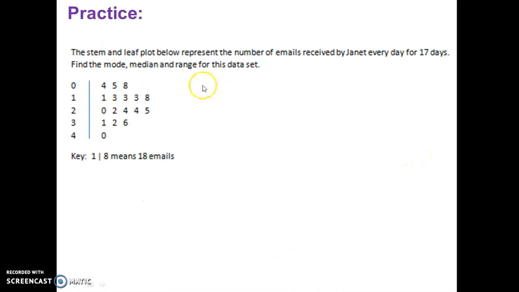All right, so try this one. We have a stem and leaf plot, which represents some data. Your job is to find the mode, median, and range. Sorry, mode, median. Yeah, you don't have to find the mean. First of all, it's important to know that this represents 17 pieces of data, and the data here is the number of emails received by Janet every day for 17 days.